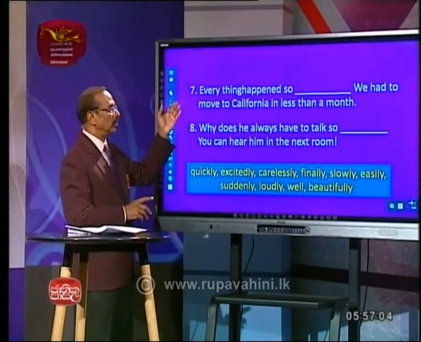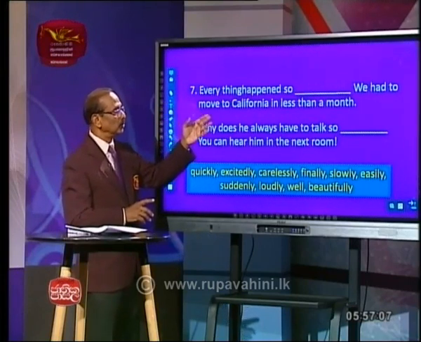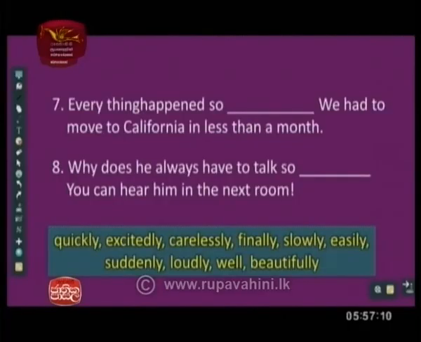Now we'll move on to 7th one. Everything happened so blank, we had to move to California in less than a month. So everything happened so suddenly that. So suddenly, මොනතරම් ඉක්මනට වුණාද? So suddenly we had to move to California in less than a month. මාසකට අඩු කාලයෙන් කැලිෆෝනියාවට යන්න සිද්ධ වුණා. Next one. Why does he always have to talk so blank? You can hear him in the next room. So why does he always have to talk so loudly? අය ඔච්චර හයියෙන් කතා කරන්නේ. You can hear him in the next room. ඊළඟ room එකේ එයා ඉන්නේ.